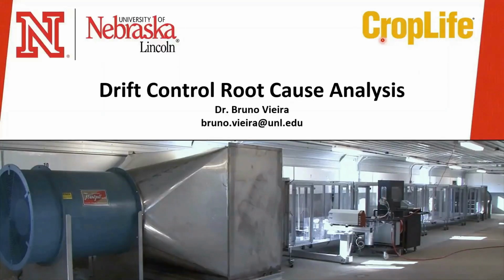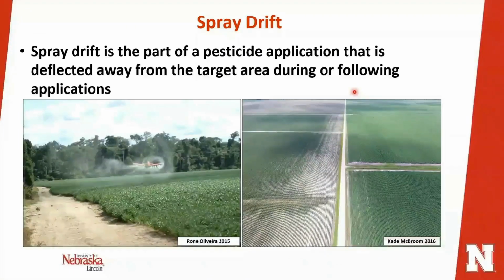Today it is my pleasure to be talking about pesticide drift and what we can do to mitigate it. To start with a formal definition, pesticide drift is a part of the pesticide application that is deflected away from the target area during or following applications. And we can stick here with the visual definitions of drift if you prefer.